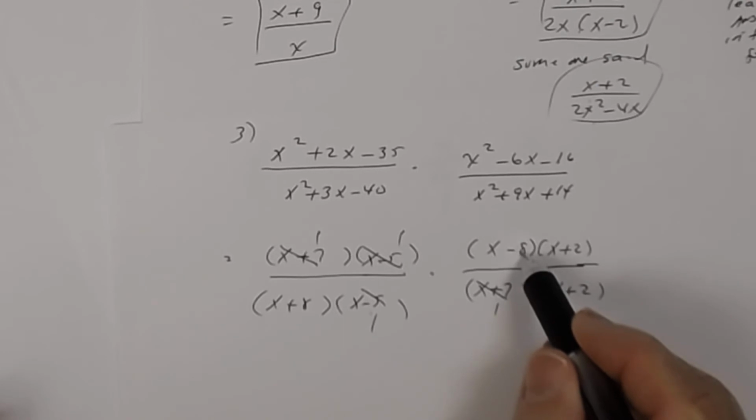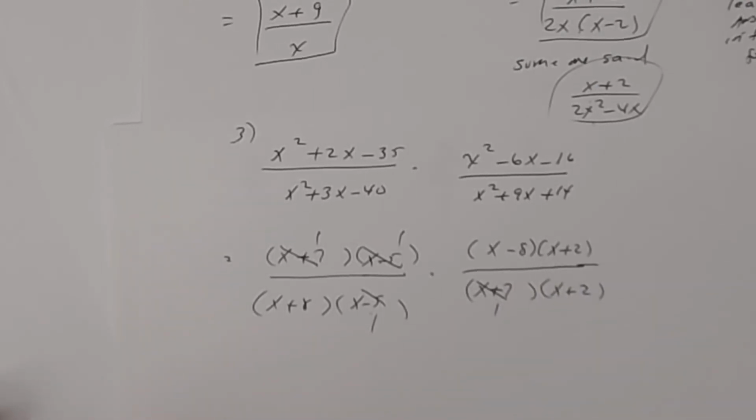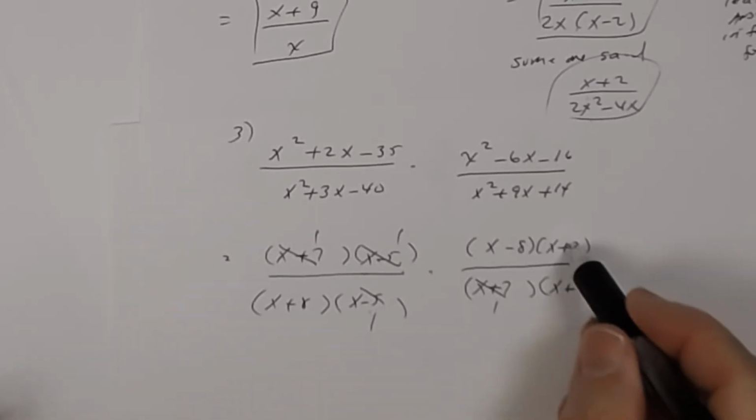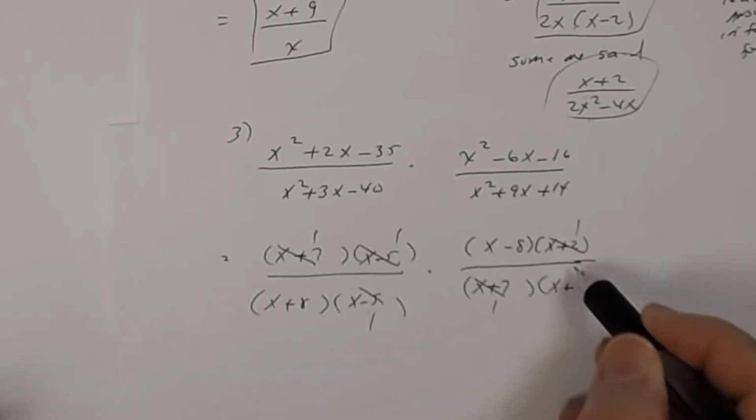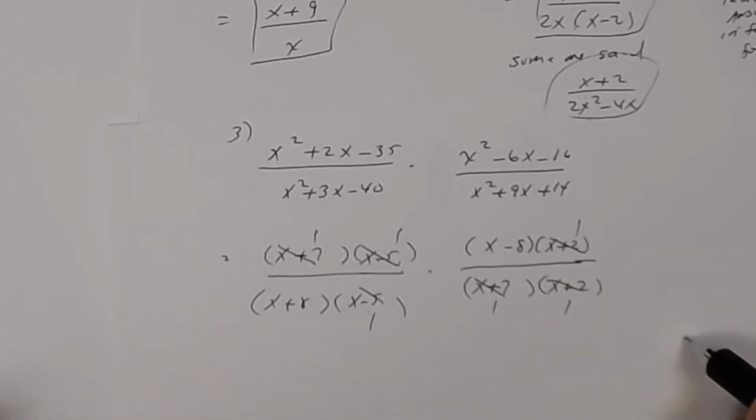The next factor is x minus 8. I don't see any x minus 8 as a factor in the denominator. The next factor is x plus 2. I see one right here. Those divide out. And that's it. That's all you can reduce, nothing else.